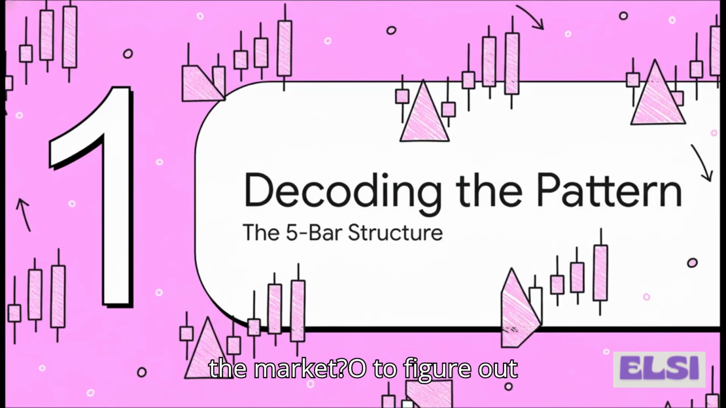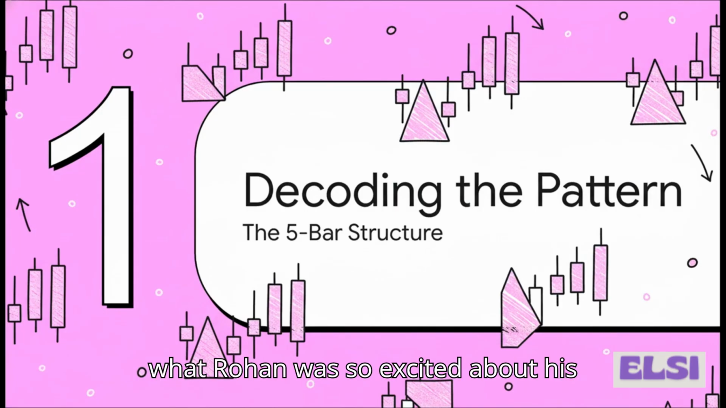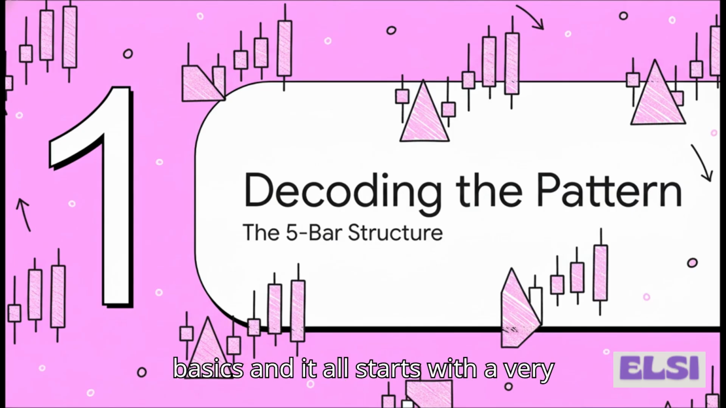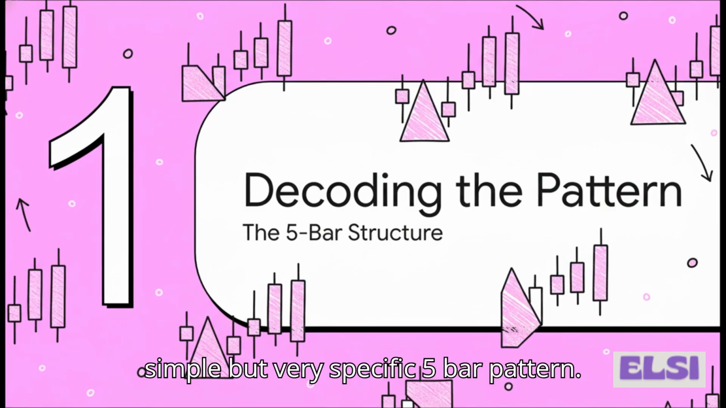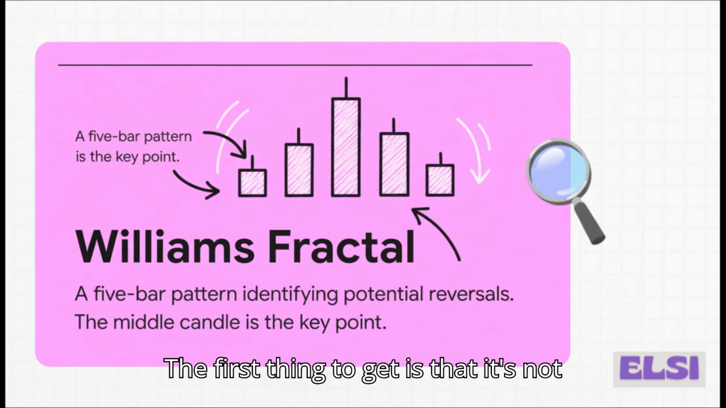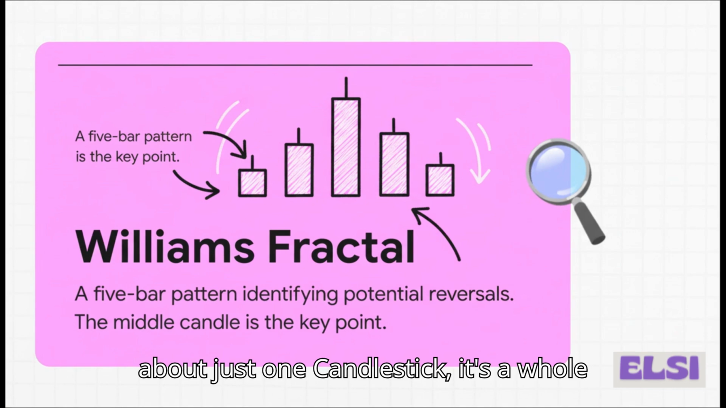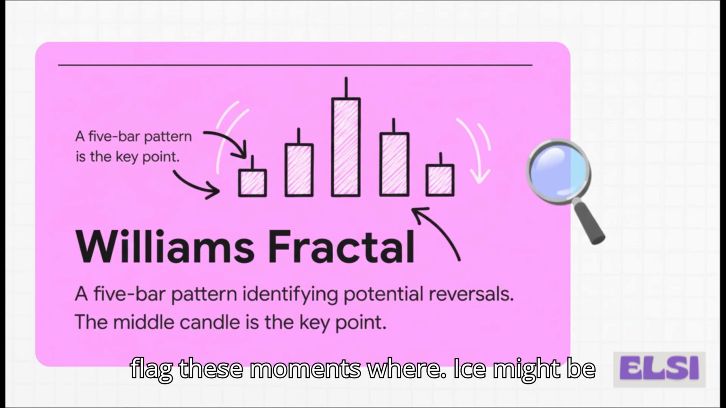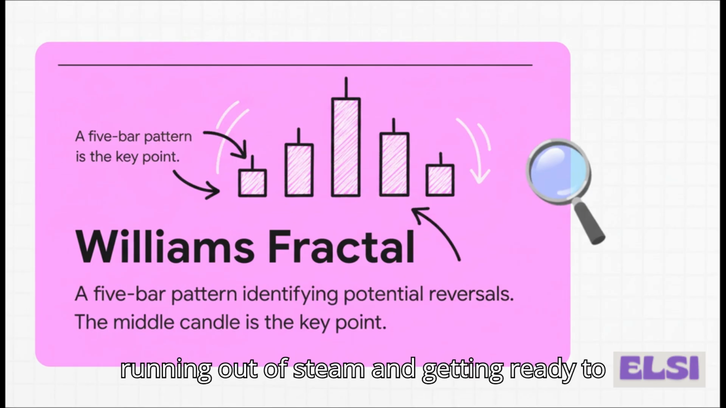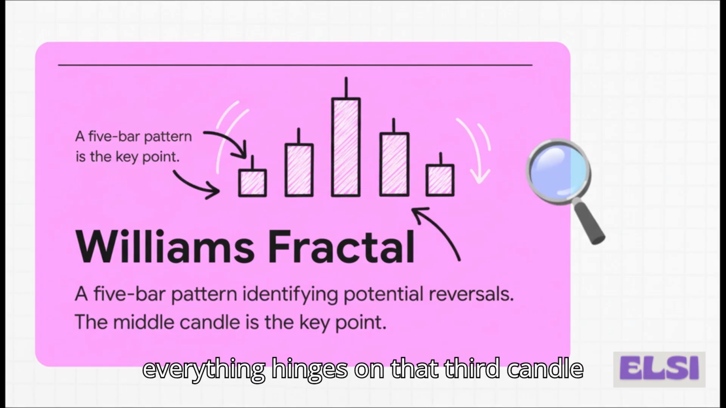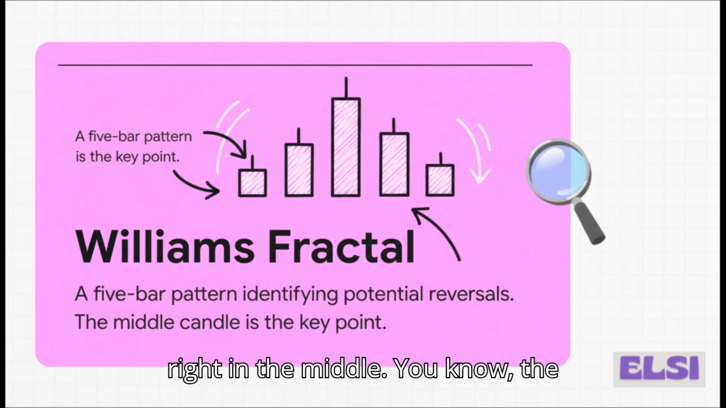So, to figure out what Rohan was so excited about, his friends broke it down to the absolute basics. And it all starts with a very simple but very specific 5-bar pattern. The first thing to get is that it's not about just one candlestick. It's a whole sequence of 5. Its entire job is to flag these moments where price might be running out of steam and getting ready to turn around. And everything, I mean everything, hinges on that third candle right in the middle.